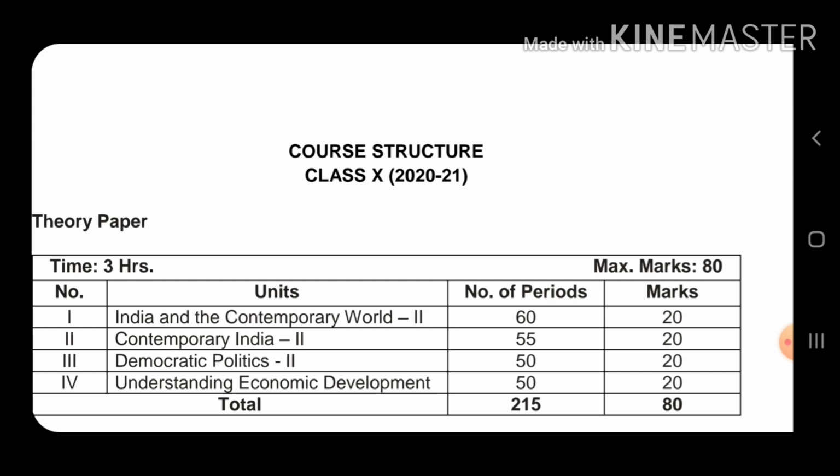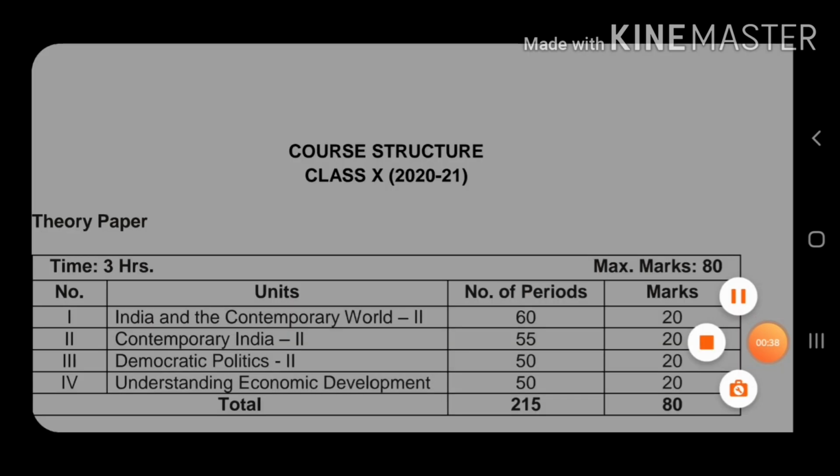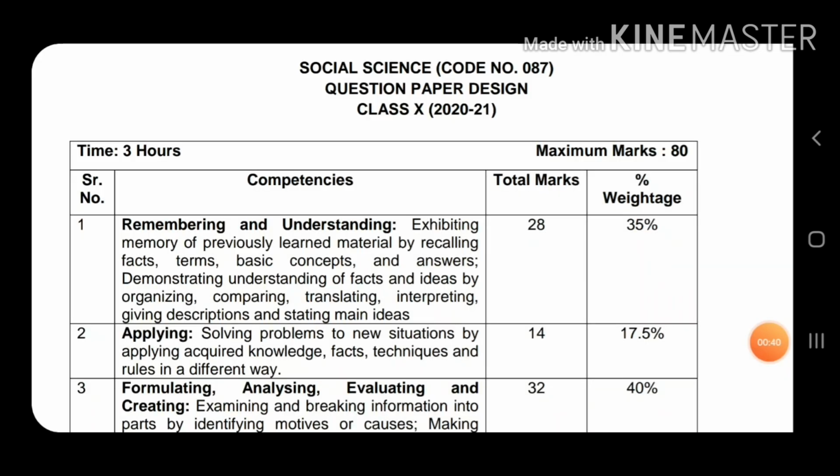In each and every unit, you will be getting 20 marks for your board exam. So altogether, you are having 80 marks as a theory paper. This is the structure of the question paper. Now, we are going to see the question paper design. Our subject code is 087.